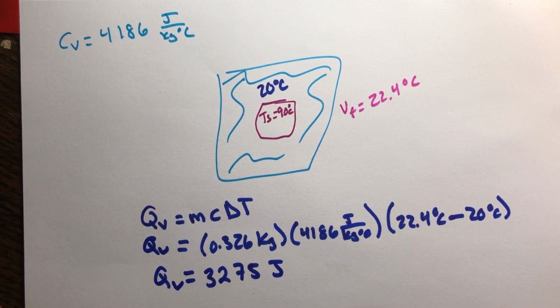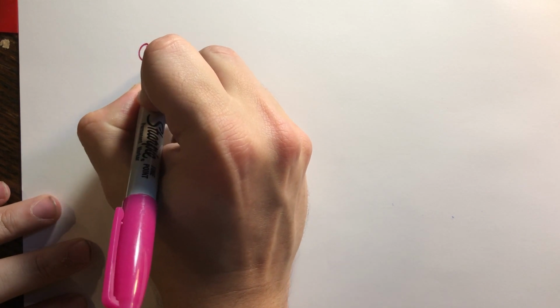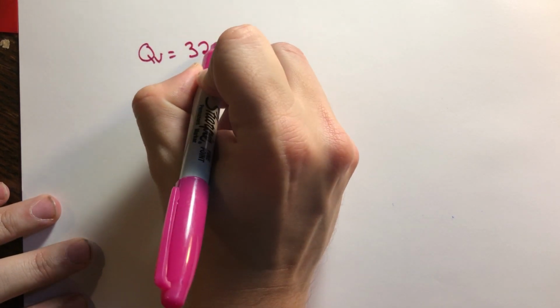So that's the amount of heat that the water gained, which means that's the same amount of heat that the substance had to give up to give that to the water. So we're going to use that number, 3,275, in just a moment, and we're going to solve for the specific heat of the actual object.